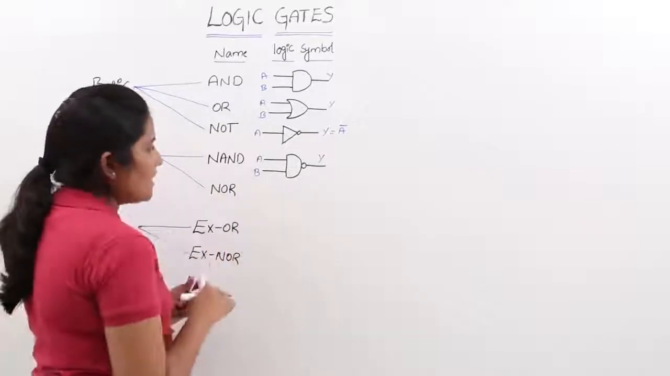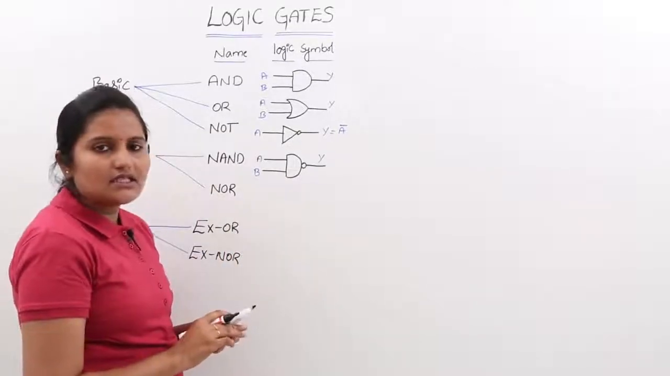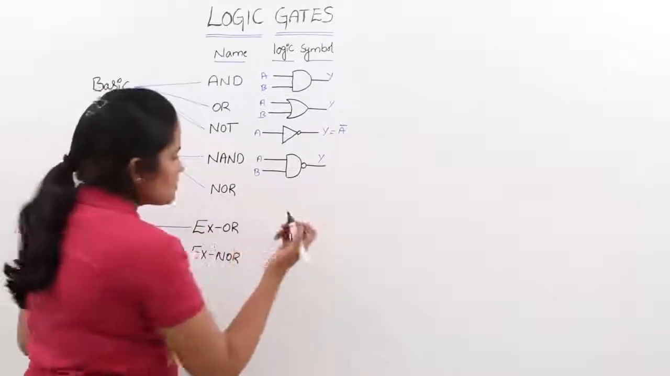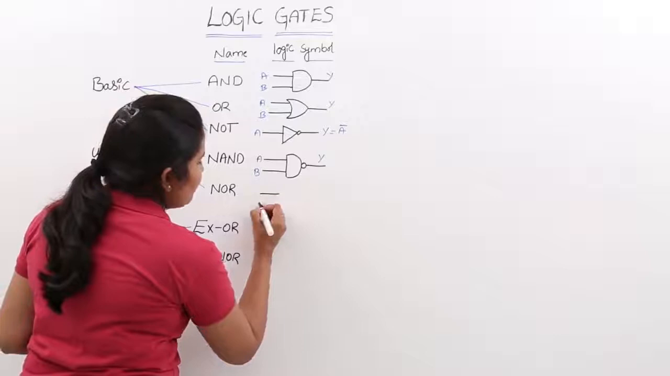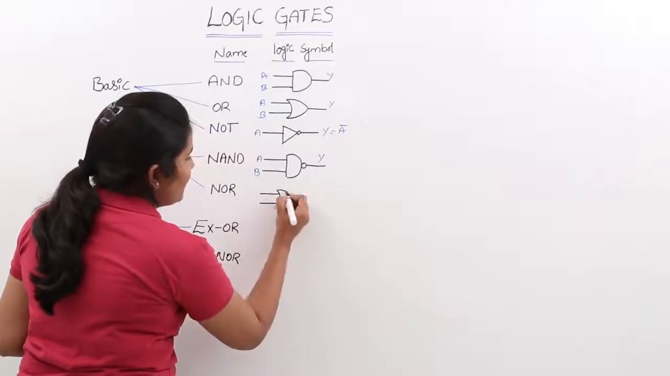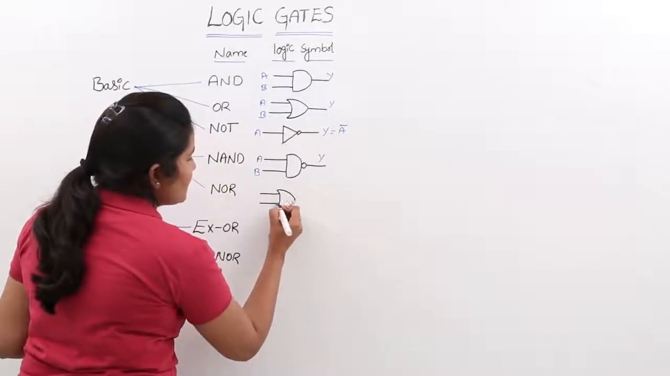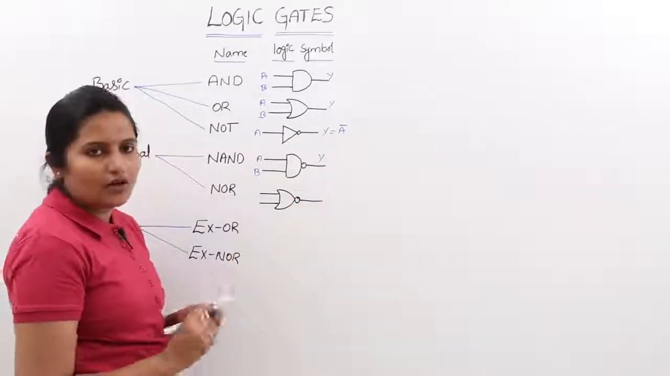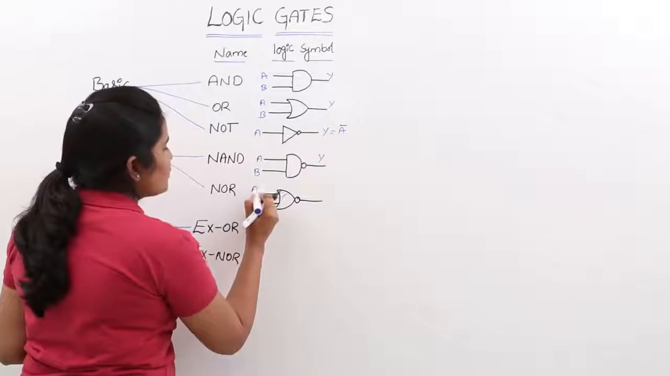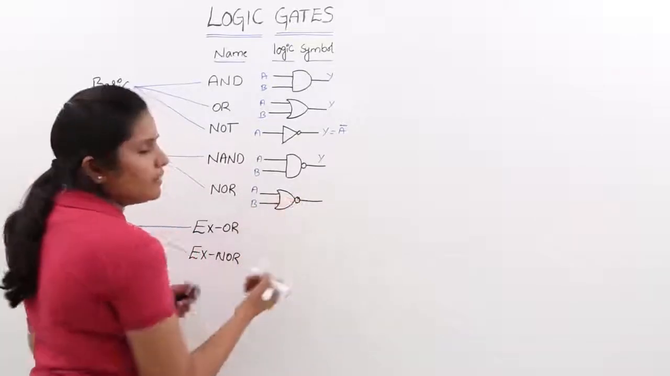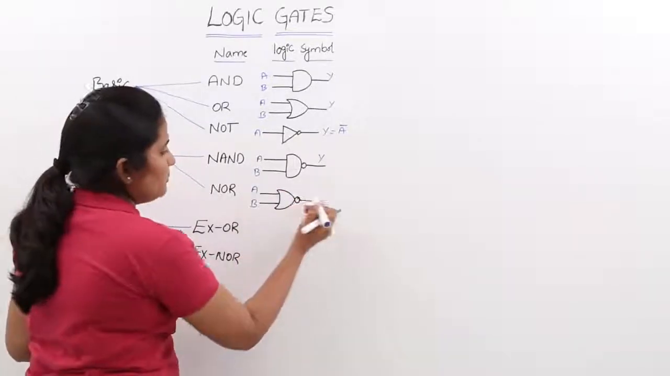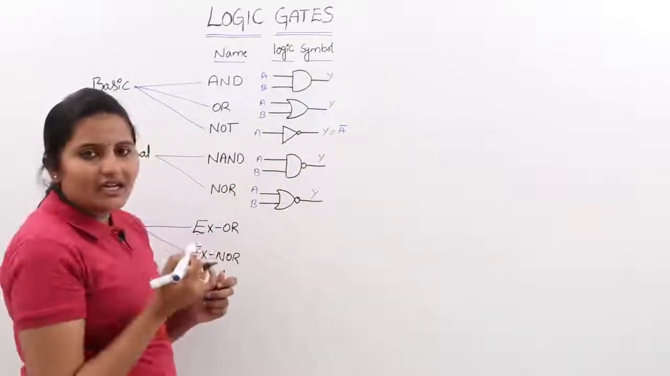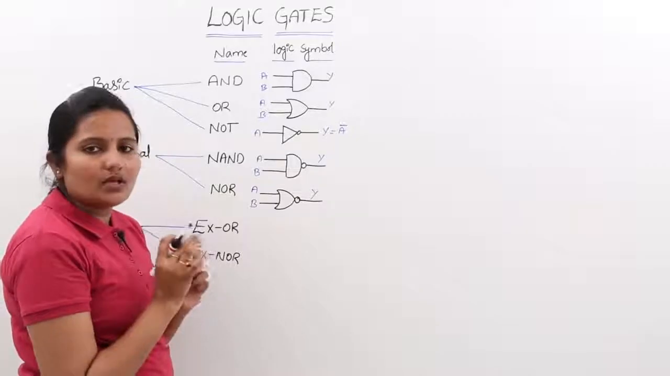Now for the NOR gate, the logic symbol is somewhat similar to the OR gate with NOT. The logic symbol for the NOR gate will be like this. Here also we may have two inputs. As this is a 2 input NOR gate, we have 2 inputs and 1 output. You can observe that for each and every gate the output is only 1.